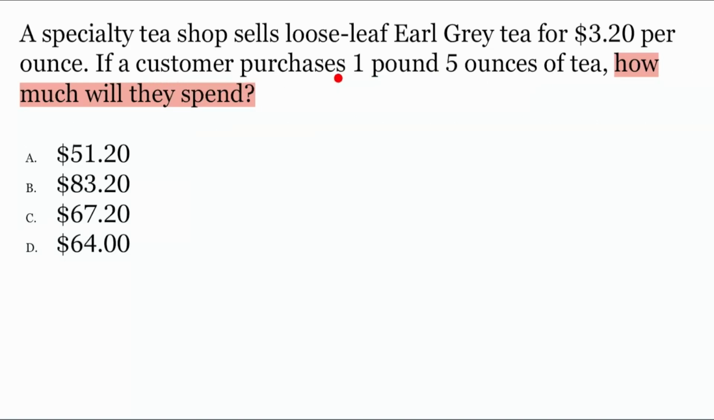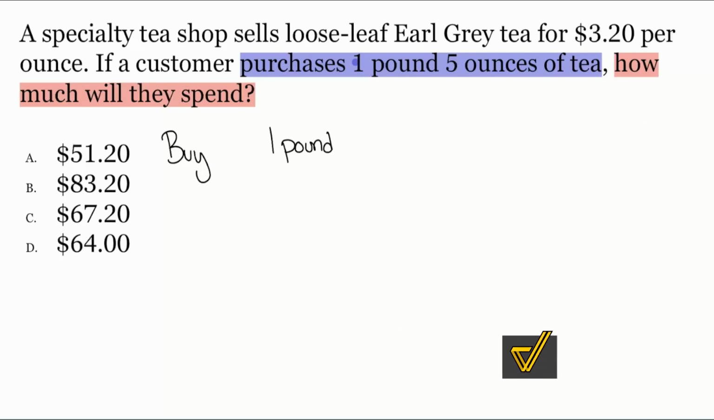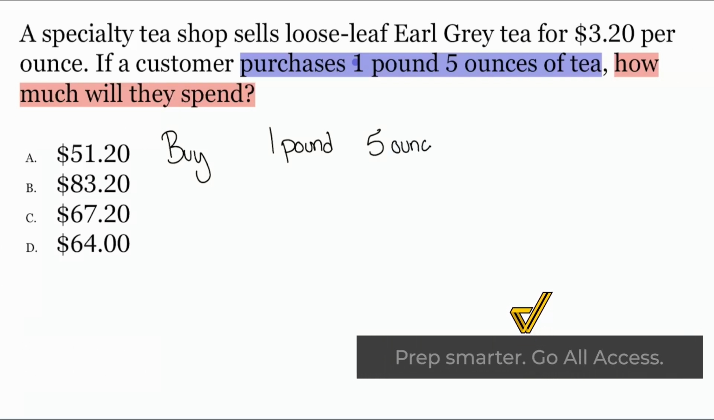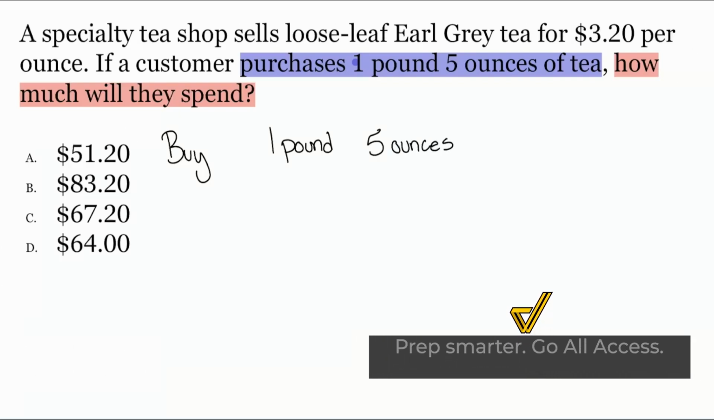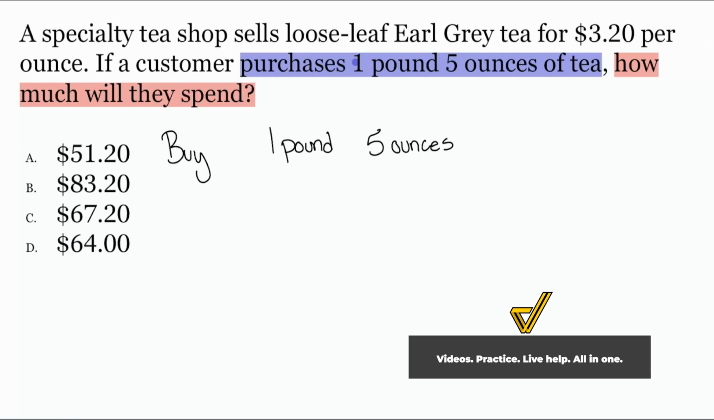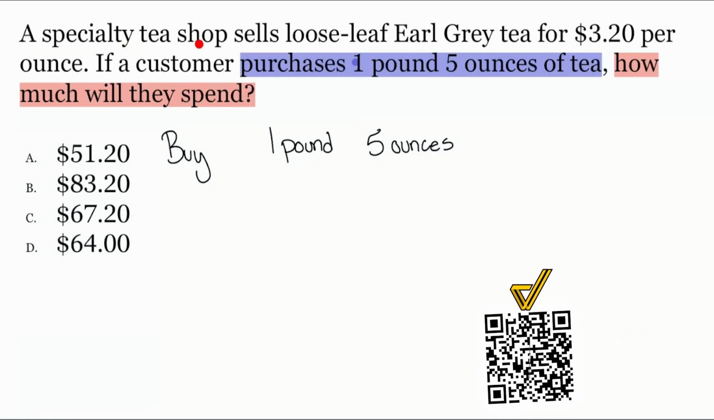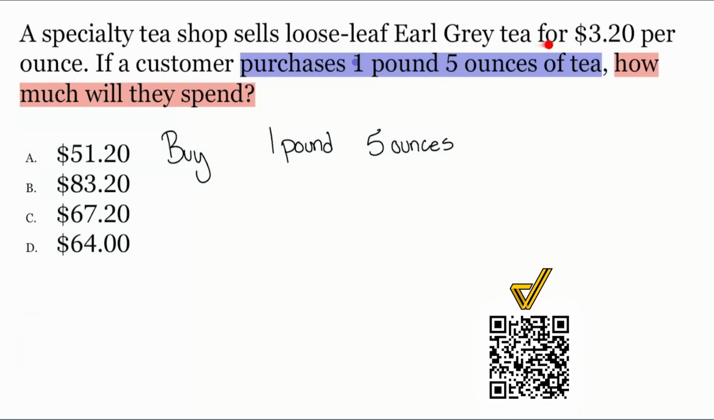So a customer purchases 1 pound and 5 ounces of tea. Let me highlight that right there. Purchases 1 pound, 5 ounces. So we buy 1 pound, 5 ounces. Great. And now let's start with the first sentence. It says, a specialty tea shop sells loose leaf Earl Grey tea for $3.20 per ounce.